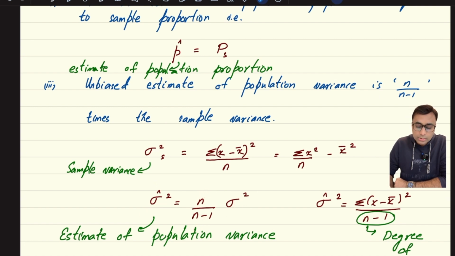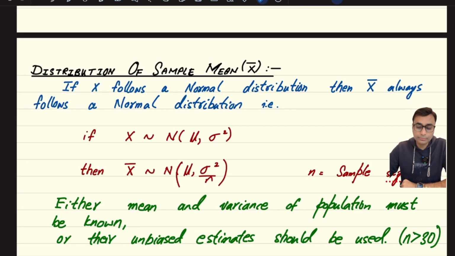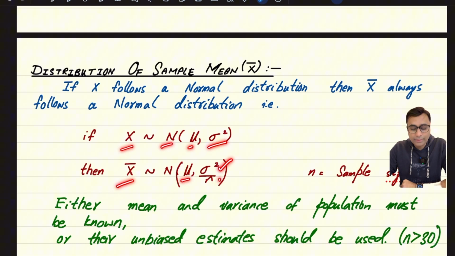In simple words, the unbiased estimate of population variance, if population variance is not known, can be estimated by sample variance by using the formula n upon n minus 1 times sample variance. Other thing that you must be able to identify regarding sample mean is that if X follows a normal distribution with mean mu and variance sigma square, then X bar must also follow a normal distribution with mean mu and variance sigma square divided by n, where n again is the size of the sample.